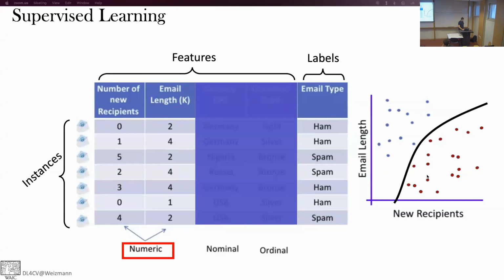And then when I get a new example, say this is a new email that I get, I place it here. So can you tell me, is it spam or not?